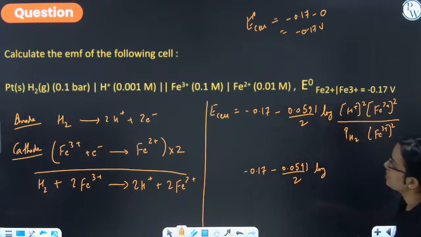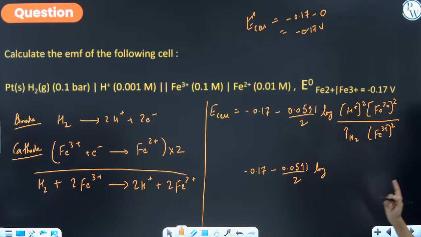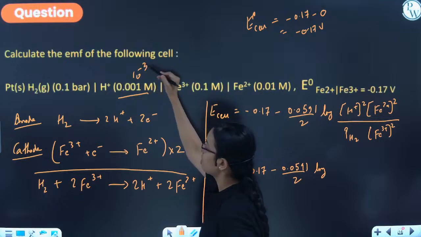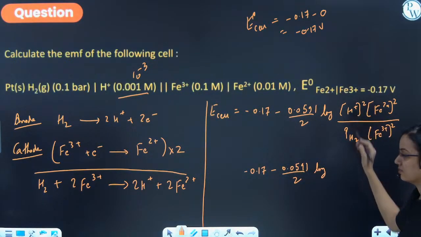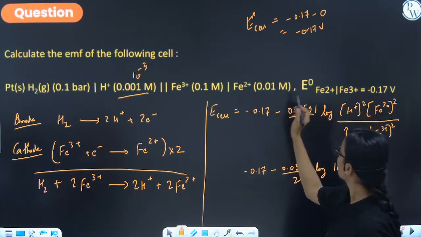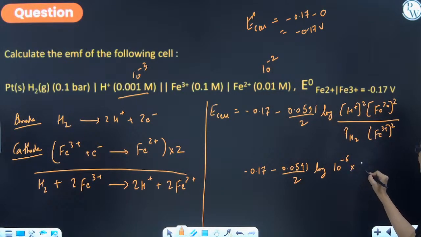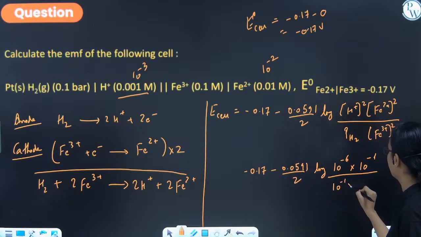वैल्यूज बोलते जाओ. H plus कितना दिया है? इधर देखो, calculation में problem हो रही है तो see here. H plus concentration is this. Can I write 10 to the power minus 3? हाँ, ध्यान दो इधर. 10 to the power minus 3 का square है. It will be 10 to the power minus 6. Fe2 plus is 0.01. That is 10 to the power minus 2. उसका square 10 to the power कितना हो जाएगा? minus 4. Upon pressure of H2 0.1 है, मतलब 10 to the power minus 1.